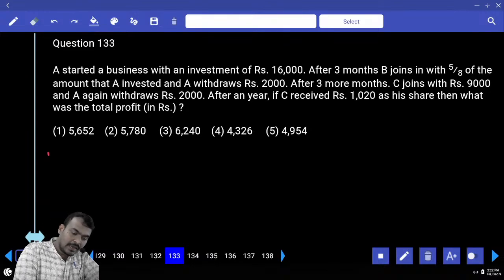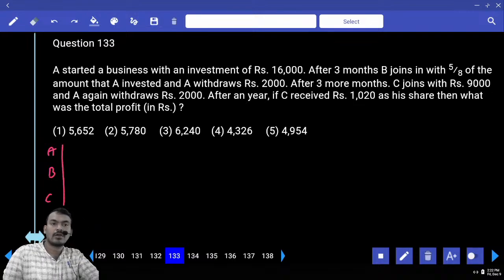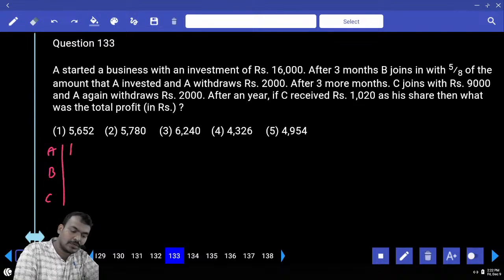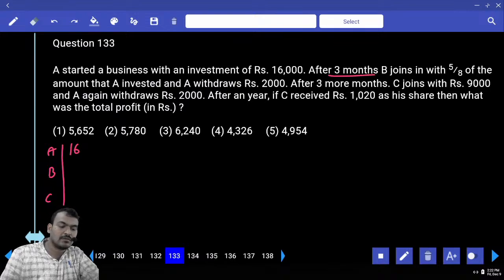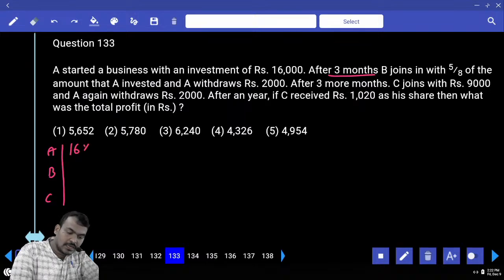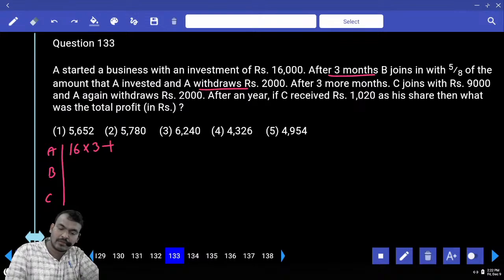And here A, B, C or not? Okay. First, what is A's initial investment? 16, I consider, because in all the cases 3 zeros are common or not? That 16 is used for how many months? 3 months or not? Yes or no? 3 months. After 3 months, A withdrew how much value? 2,000. Nothing but 2 is withdrawn.